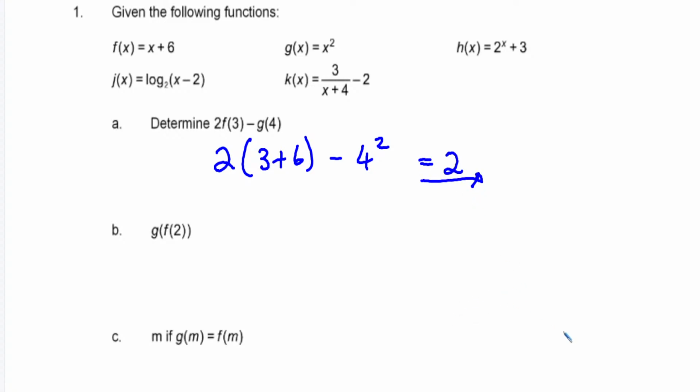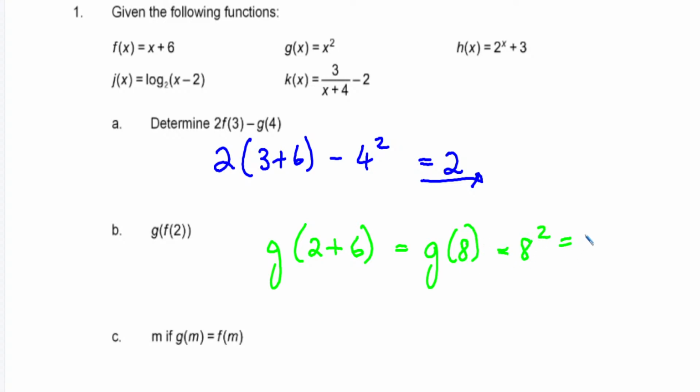The next thing that's important and interesting is that a function can actually take the output of a previous function. So in other words, f of 2 means put 2 into x, right? And when you put 2 into f, you get 2 plus 6. So now we're actually working out g of 8, right? And g of 8 means 8 squared, and we get 64. This is basic understanding of how the function notation works, but really important.